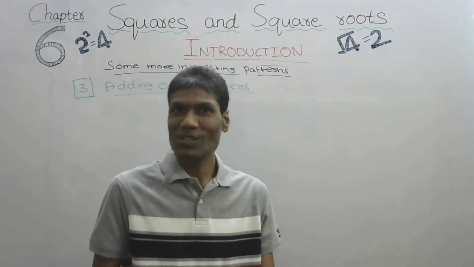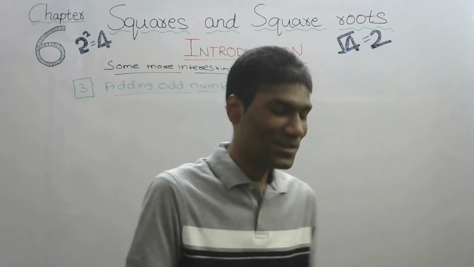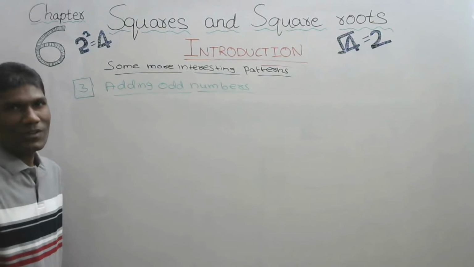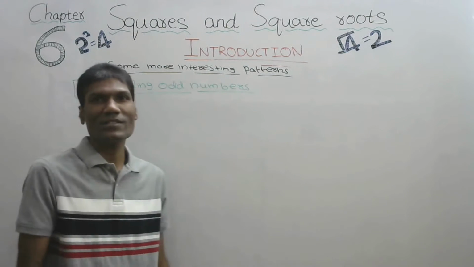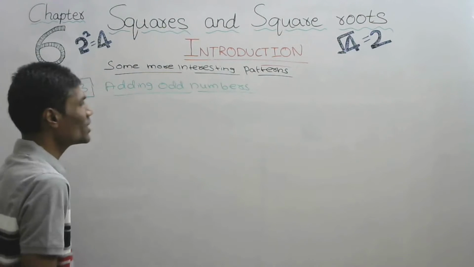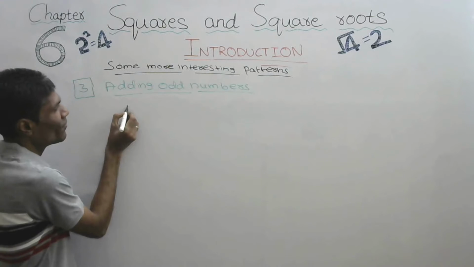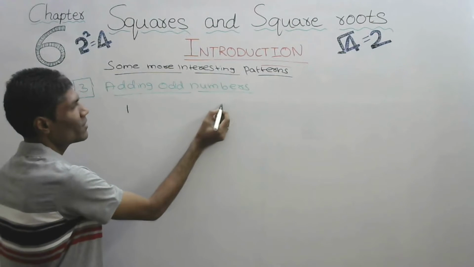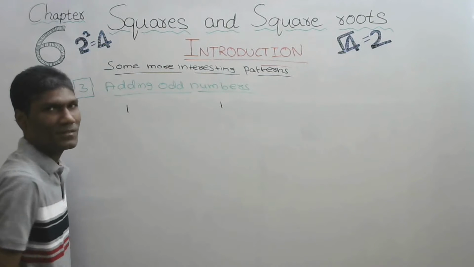Now let us see one more interesting pattern. See, adding odd numbers. We know what are odd numbers? 1, 3, 5, 7, 9, 11, 13, 15, like that. Let us do that. Say 1. Only one number let us take. What is the value? Take as 1.